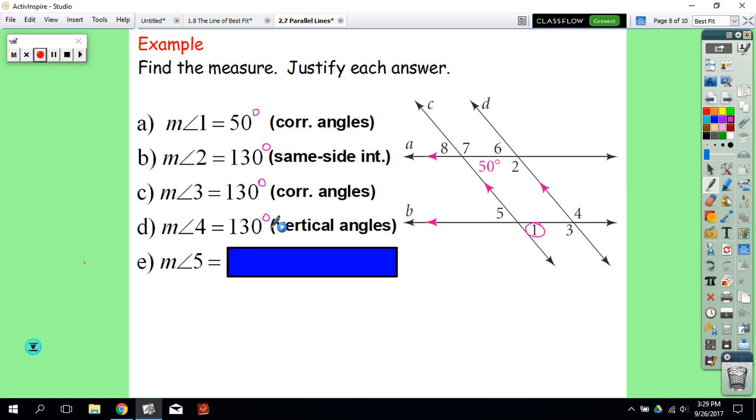And angle 5. So a couple of different ways that you can think about this one. It's vertical angles with number 1. It's also alternate interior angles with the 50 up here. So it should be a 50-degree angle. So some of these you have more than one justification that you could have used. You only have to use one justification.